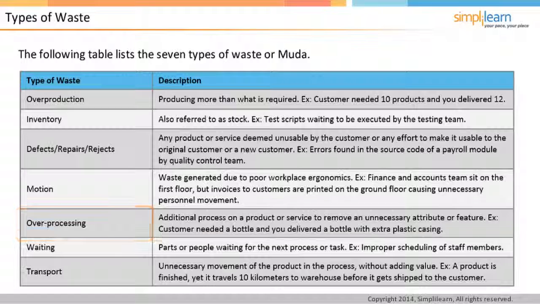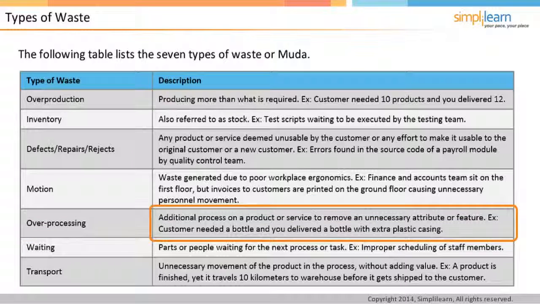Overprocessing. Additional process on a product or service to remove unnecessary attribute or feature is overprocessing. For example, a customer needs a bottle and you deliver a bottle with extra plastic casing. A customer needs ABEC3 bearing and your process is tuned to produce more precise ABEC7 bearings, taking more time for something the customer doesn't need.